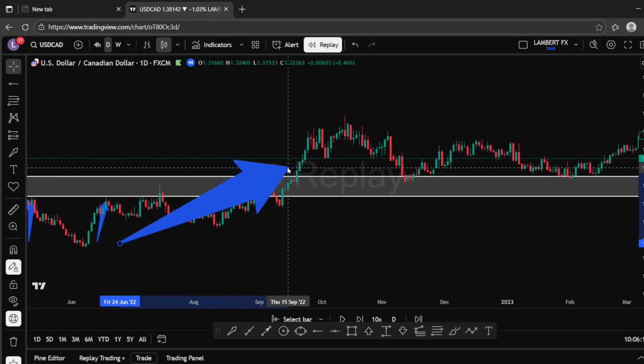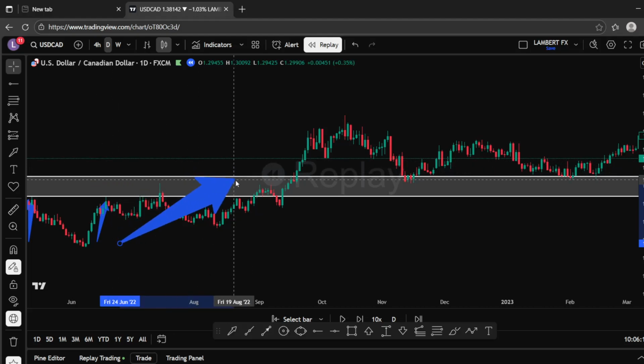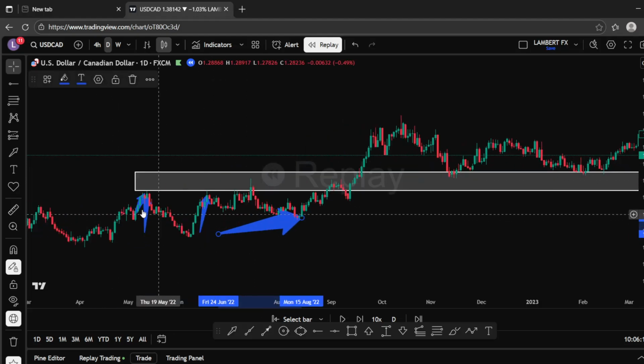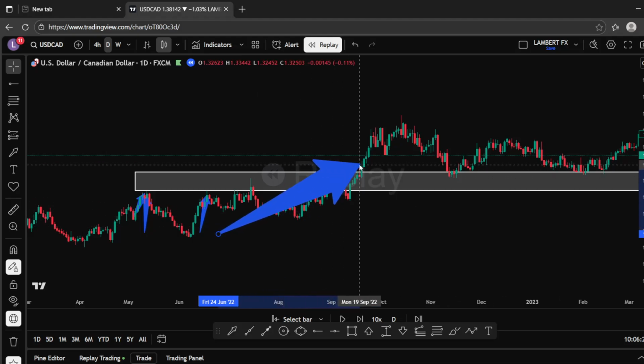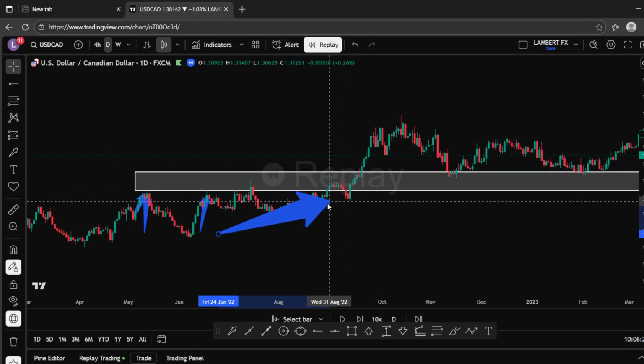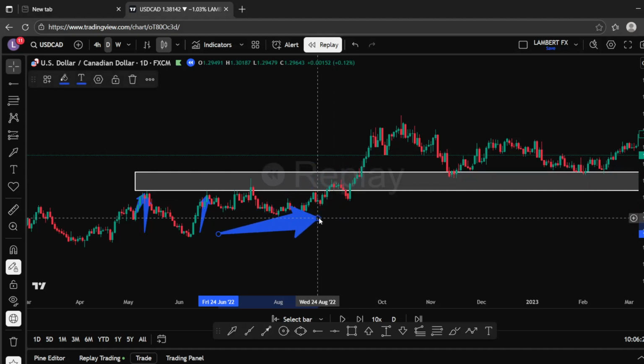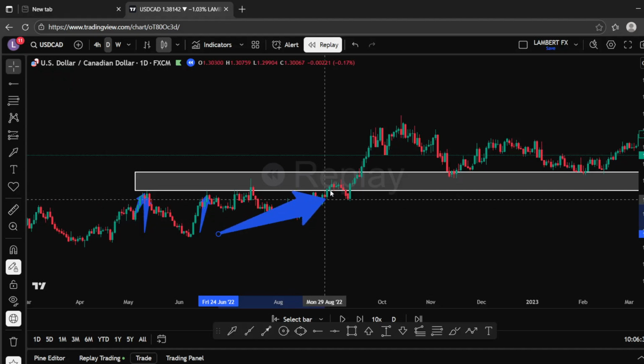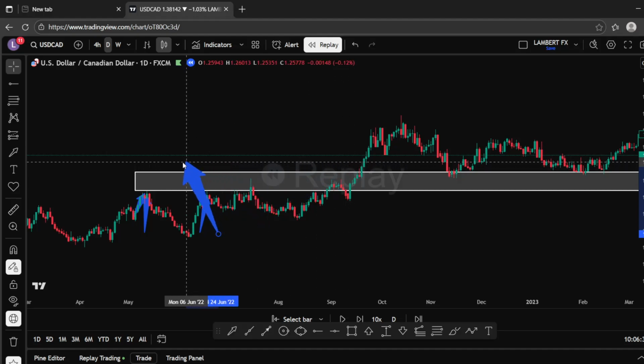This breakout here was to take them out. Okay. So the first time we retested this level was in May 2022, and the first time we broke out of the level was in September 2022. So from May to September is how many months? 4 or 5 months. So for that long, we've not traded above this level.